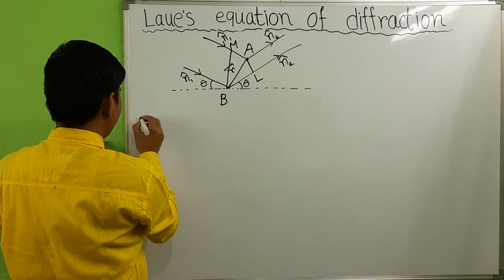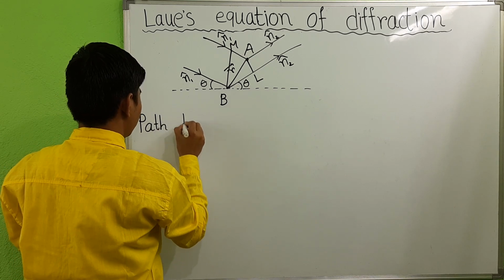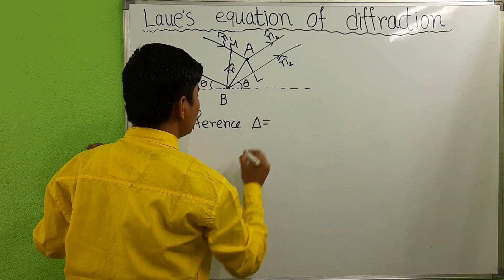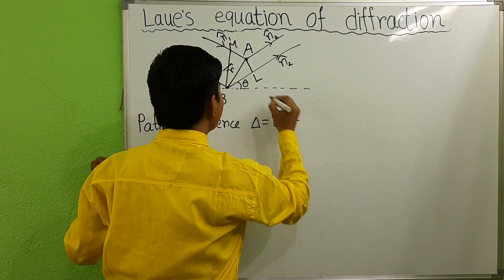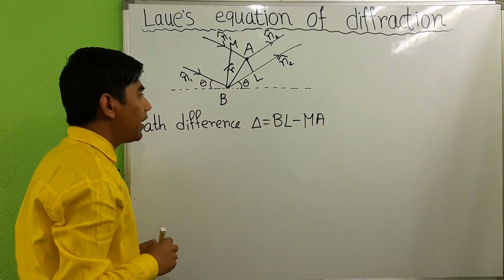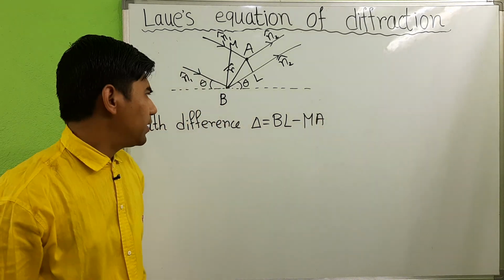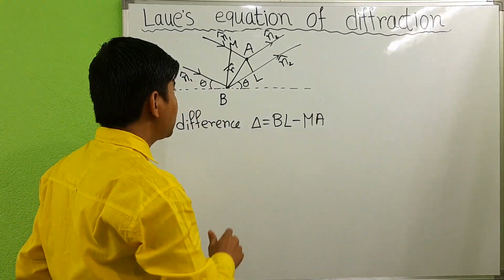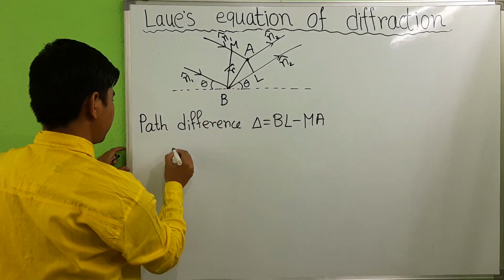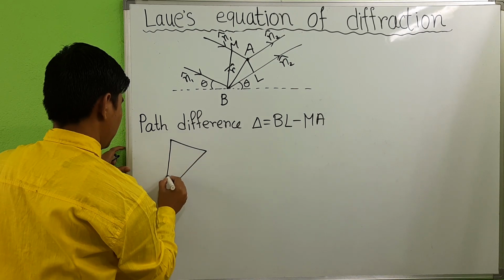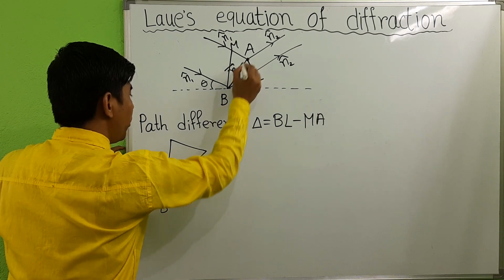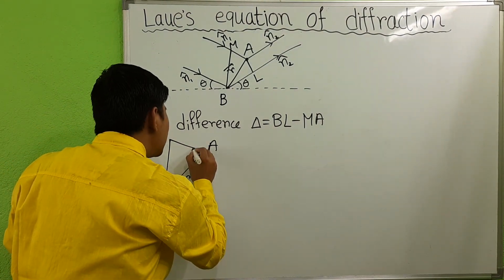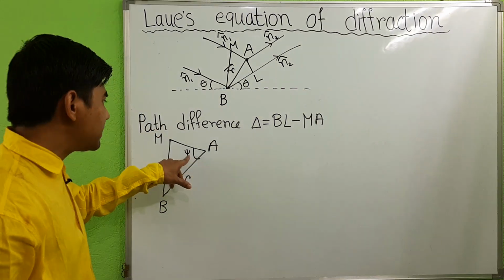So suppose path difference delta equals BL minus MA. Now we calculate BL and MA. To calculate MA, we see the triangle BAM. Let us draw it. Suppose this point is B, this point is A, and this point is M, and this distance is R. Suppose this angle is psi.